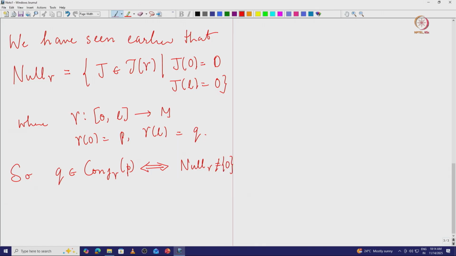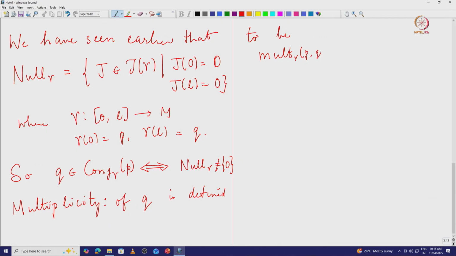Okay. So of course the trivial Jacobi field will always belong to the null space. So Q is conjugate to P along gamma as long as the space is non-trivial. And so then here is just a definition that we will not use again, but it is kind of an important definition. So the multiplicity of Q is just defined to be the dimension of this null space.